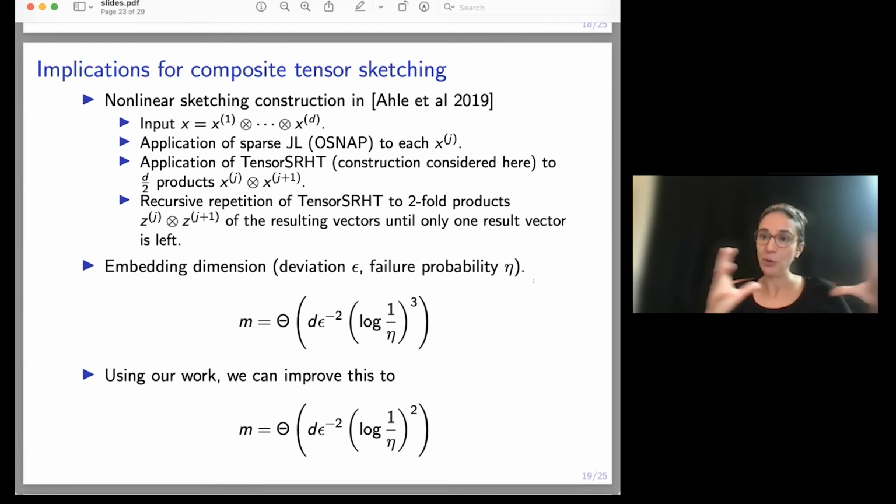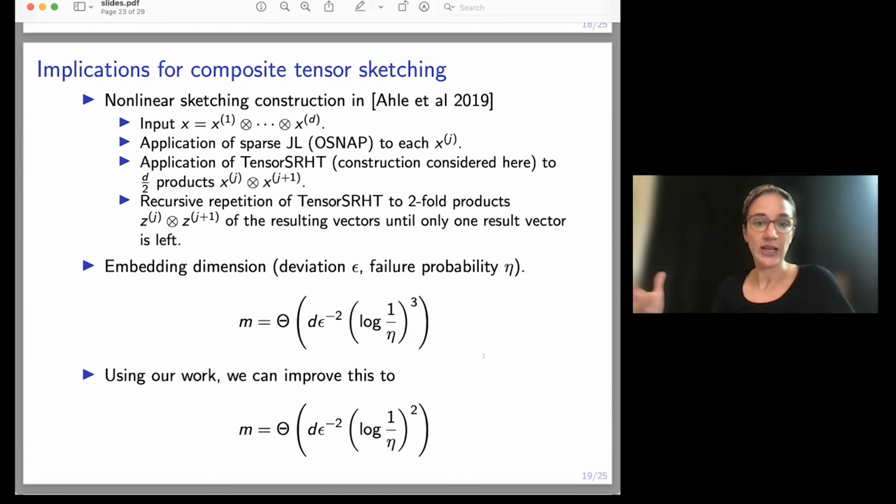And by carefully putting this together they form a more powerful sketch that they showed has this nicer embedding power, where M depends like log of 1/eta cubed and depends on the tensor degree only linearly. And so with the JLT, the Johnson-Lindenstrauss transform, using that as an intermediate result in place of the one they used, it's possible to improve this embedding dimension to have a log of 1/eta squared dependence.